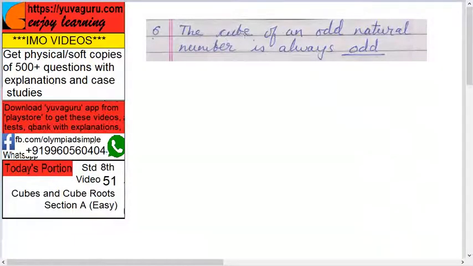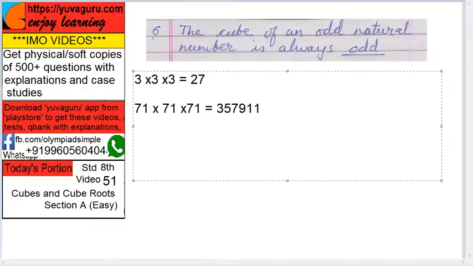Next, the cube of an odd natural number is always odd. How? Let's check. So let's check this one. 3 by 3 by 3, so it is 27. Odd. 71 by 71 by 71 is 357911. You can try any simple odd number also, like 5 or 7 or whatever it is. So you'll always get an odd. So hence we can say that the cube of any odd natural number is always odd.